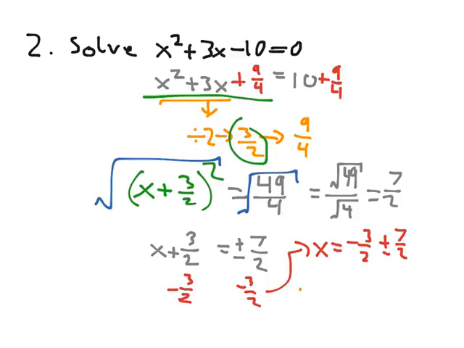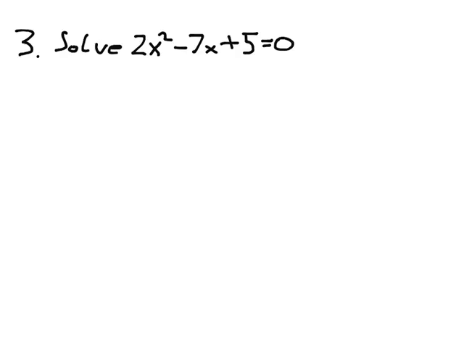So this will give us our answers. Negative 3 halves plus 7 halves is 4 halves, or 2. Negative 3 halves minus 7 halves gives us negative 10 halves, or negative 5. And those are our solutions. Now for this last one.